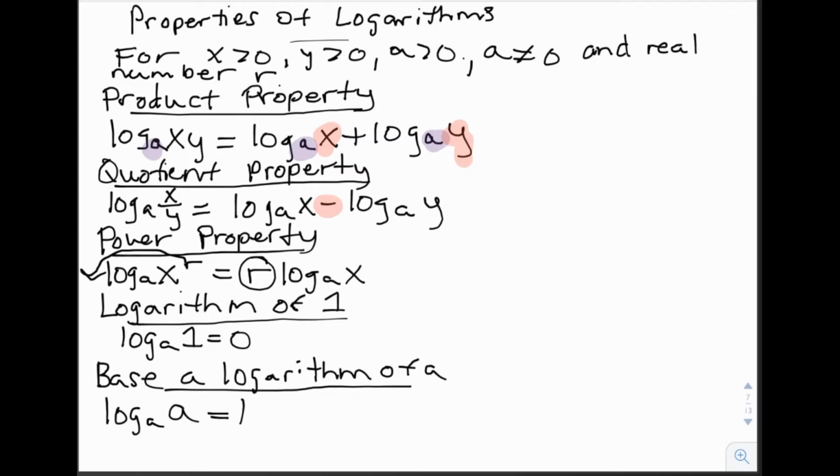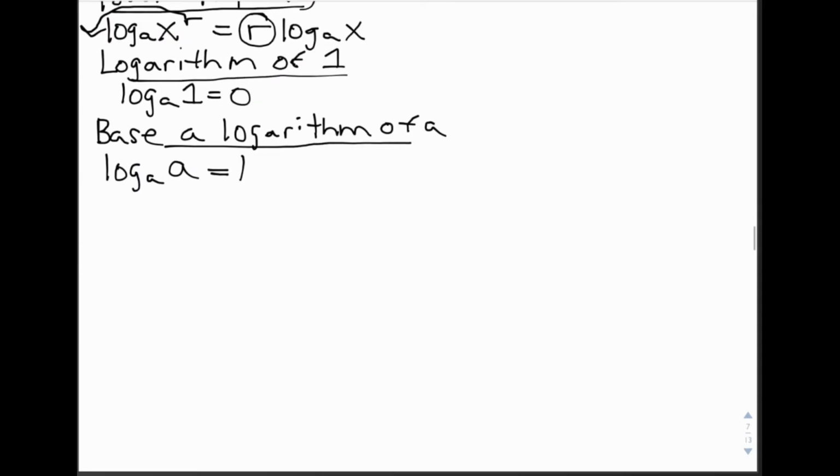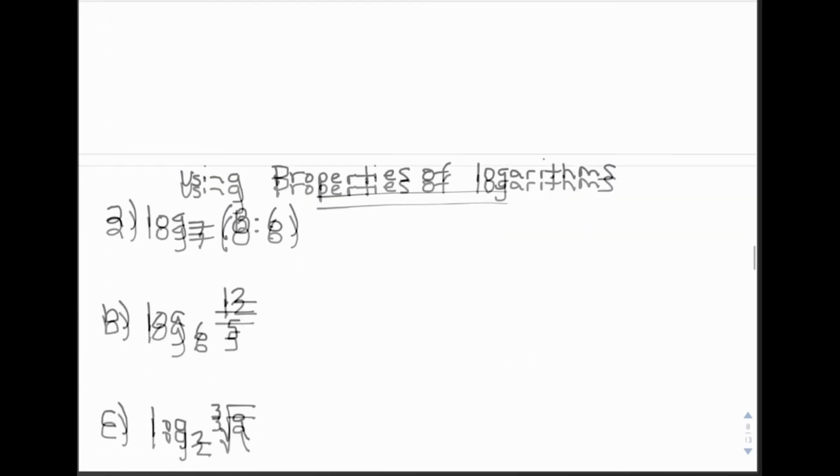So our last two here, we have logarithm of 1. So log base a of 1, if you see that, you're going to have a 0. Base a, logarithm of a. So say, for example, you have log base a of a, that is going to be equal to 1. So let's go ahead and use these properties of logarithms with some of our examples here.